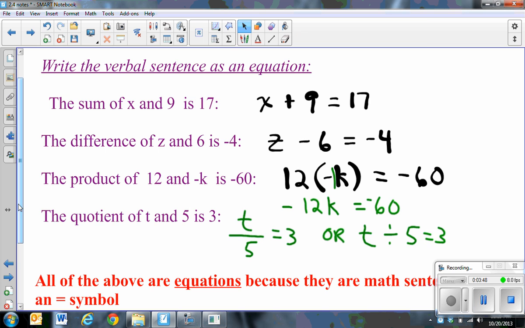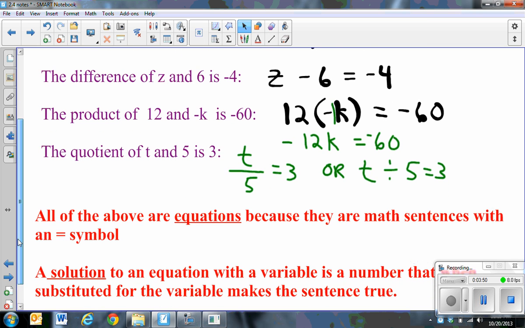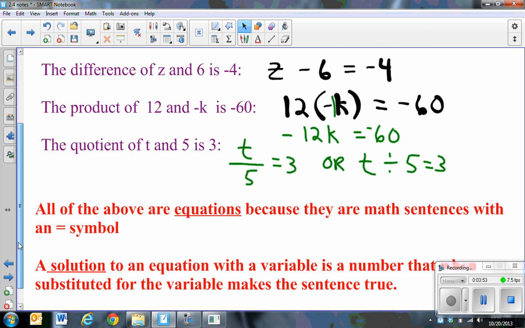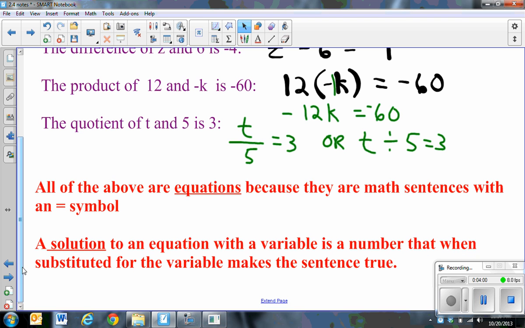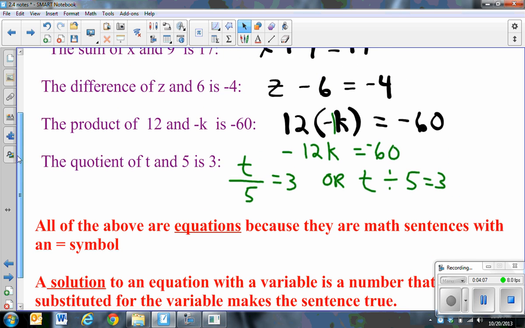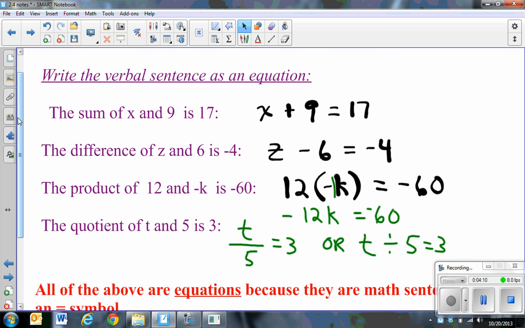So we've talked a lot about expressions, simplifying expressions. All the above are equations because they contain the equal symbol. And a solution is defined as the number that, when substituted for the variable, makes the sentence true. So let's look back at these. I need to find a number for x in the first example, such that when I substitute it into the equation, I get a true sentence. So something plus 9 equals 17.